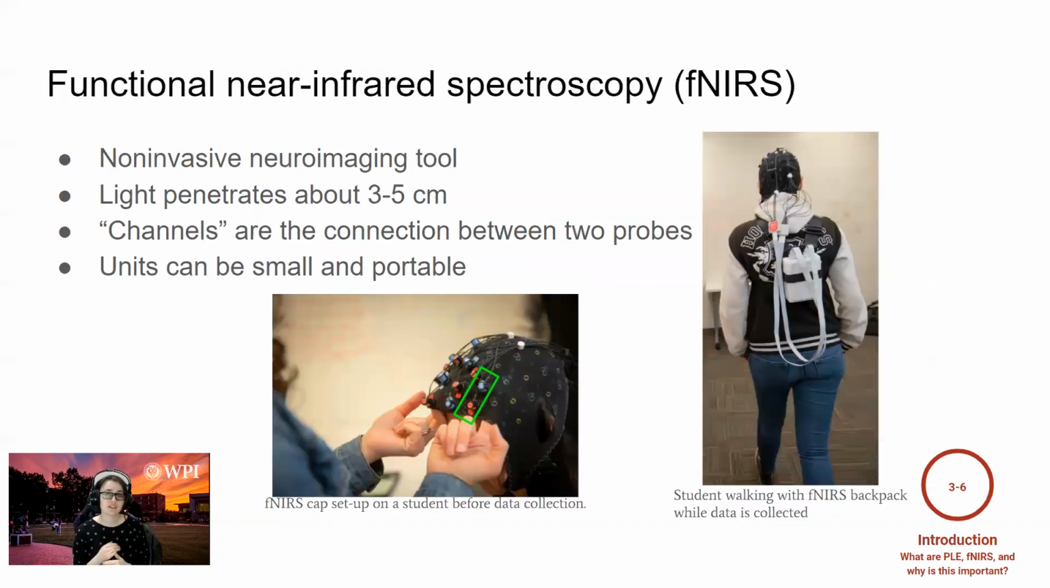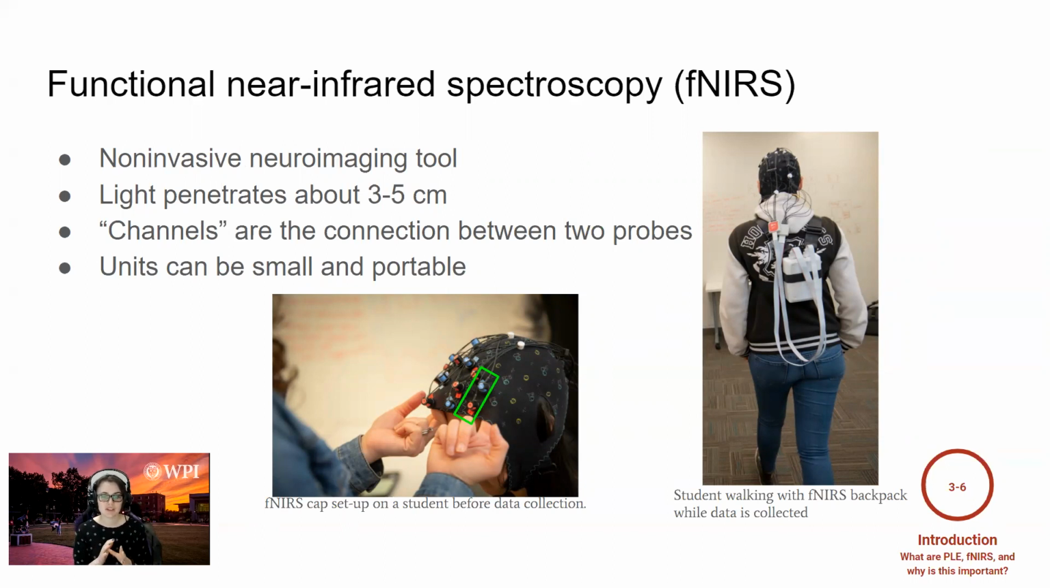So what is functional near-infrared spectroscopy, which is our neuroimaging tool? It's non-invasive. It's a cap that goes straight onto your head with the probes attached, and it just needs contact with the skin. The light penetrates about 3 to 5 centimeters, which is just into the cortical region, the surface part of the brain. It can't go super deep into the brain, the way an fMRI can. The units are also small and portable, as you can see by a student walking around with one on their back in a harness situation.